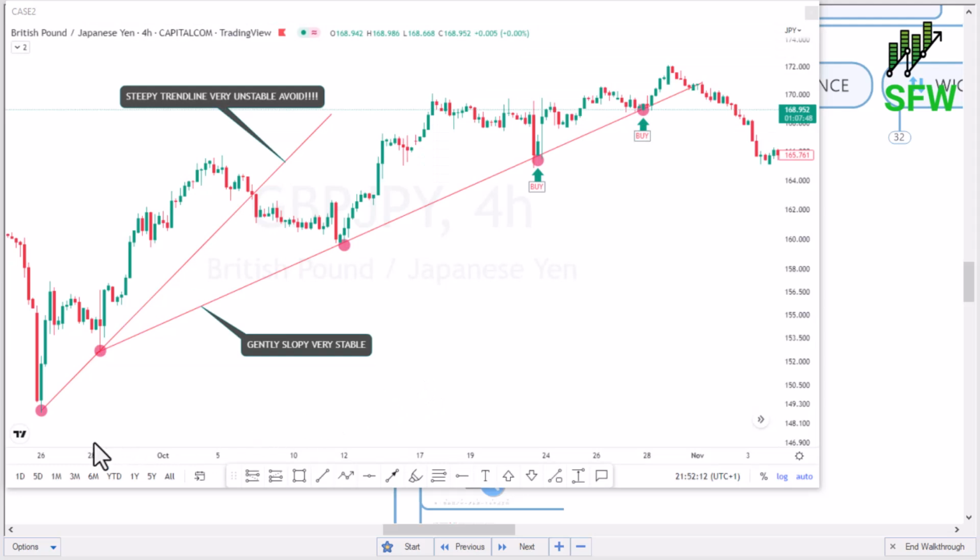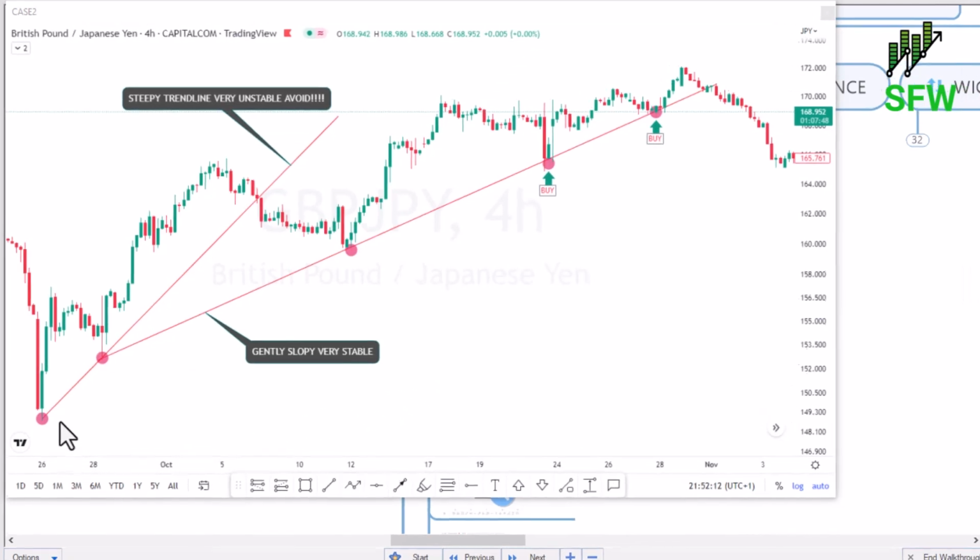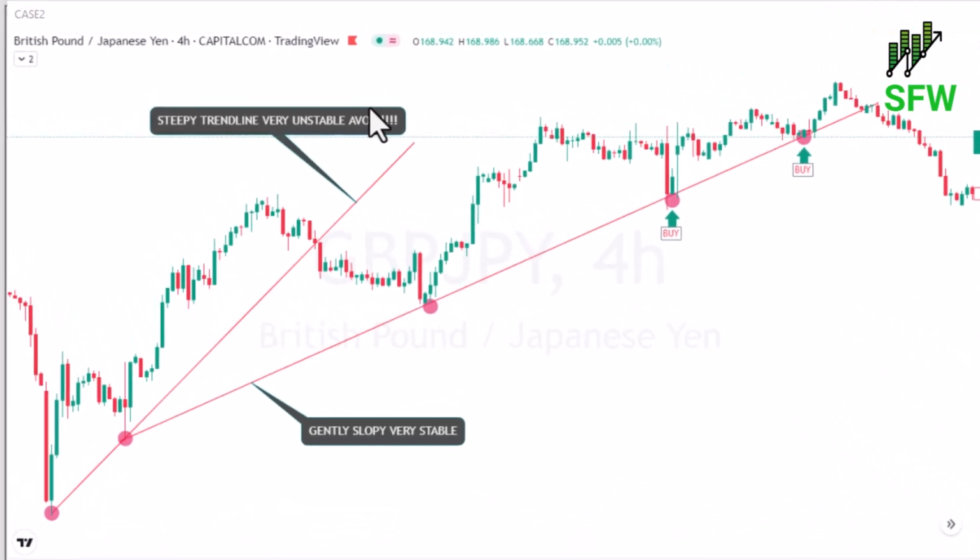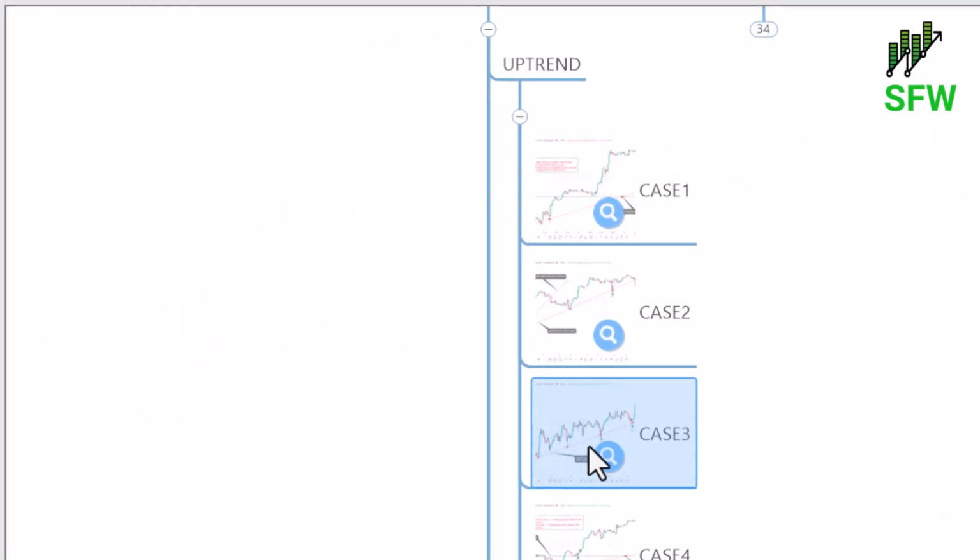Case 2, some of you might draw trend lines in this manner, in a very steep way. And remember, steep trend lines are very unstable. So if you are used to drawing such kind of trend line, avoid it, because they are not stable. Take a look at the next trend line. Point 1, point 2, we establish our trend line. You see how this trend line is very slopey. These trend lines are very what? Stable. As you can see, how many times did price bounce and move to the upside? 1, 2.